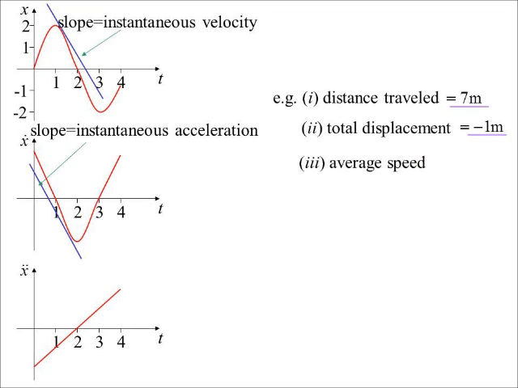Average speed would be 7/4, distance over time. And average velocity would be total displacement over time. So we've got -1/4 metre per second.